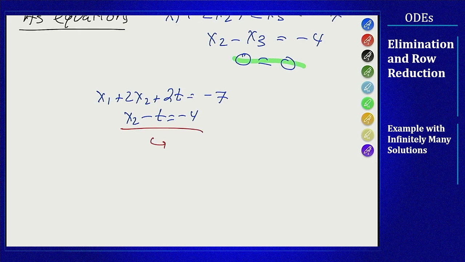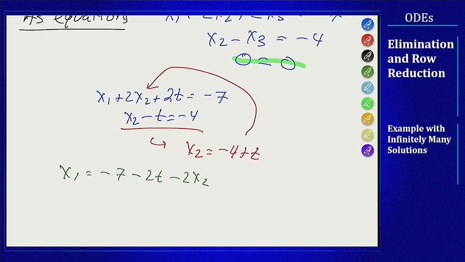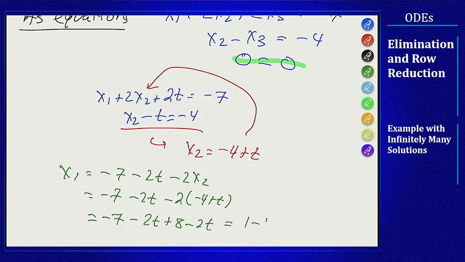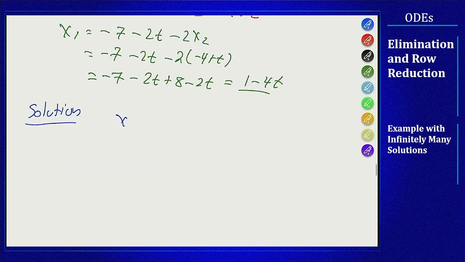So this tells me that x2 is going to be negative 4 plus t, and plugging that up into the top here will tell me that x1 is negative 7 minus 2t minus 2x2, which is negative 7 minus 2t minus 2 times negative 4 plus t. So negative 7 minus 2t plus 8 minus 2t is 1 minus 4t. Then my solution here is x1 is 1 minus 4t, x2 is negative 4 plus t, and x3 is t for any t. And that's the most you can say here, and that is the best way to describe the solution because it does this for any value t you want to plug in.